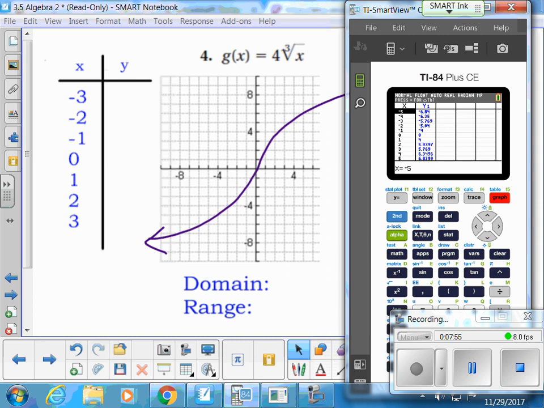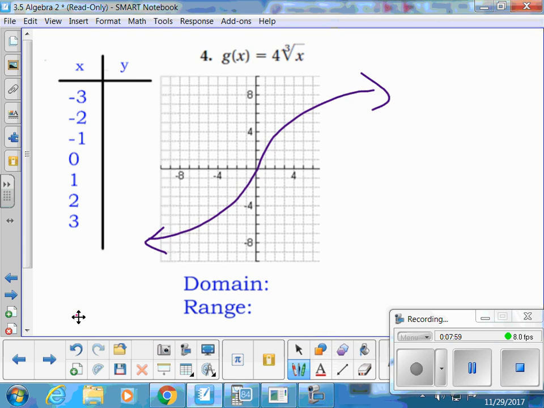And then it's a sideways snake. What's our domain and range? All reals for both, or negative infinity. Scholarly way to say it. Negative infinity to infinity.